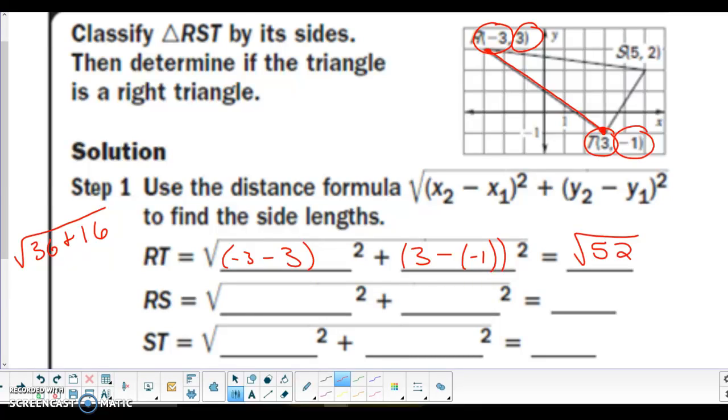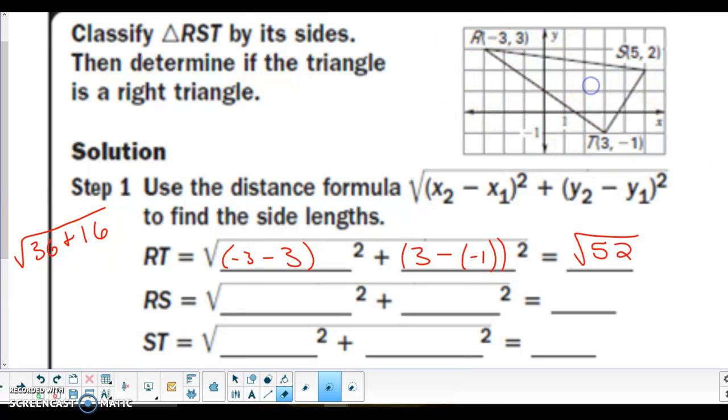Now, we don't need to take the time to do the prime factorization and simplifying and all that because I don't care what the simplified answer is. All I care about is if it's the same as the others. I'm just trying to find out if the sides are the same or different. Okay? So now we go on to RS.